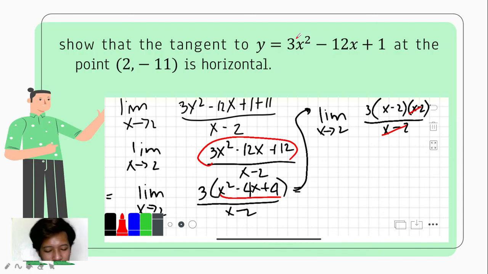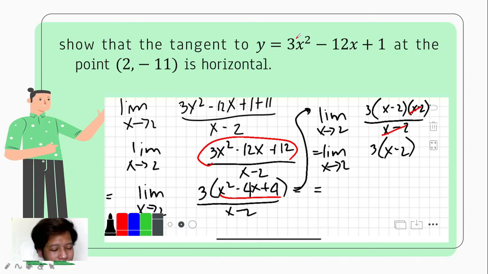Bakit hindi po agad natin kinuha yung limit or in-evaluate yung limit? Kasi magiging undefined or indeterminate yung form. Kaya, i-factor out natin siya. So, we have here the limit of 3 times x minus 2 as x approaches to 2. Hence, if we're going to evaluate the limit by substituting, we have 2 minus 2 times 3, that is 0. Hence, the slope of the tangent line is 0.